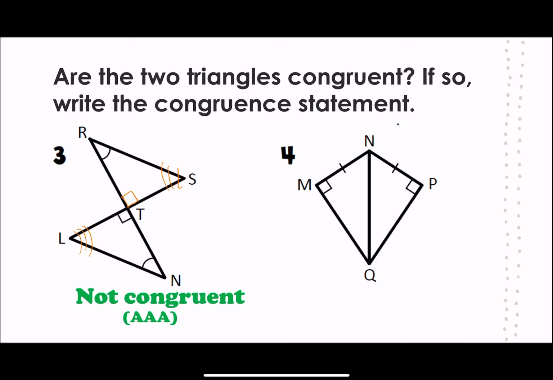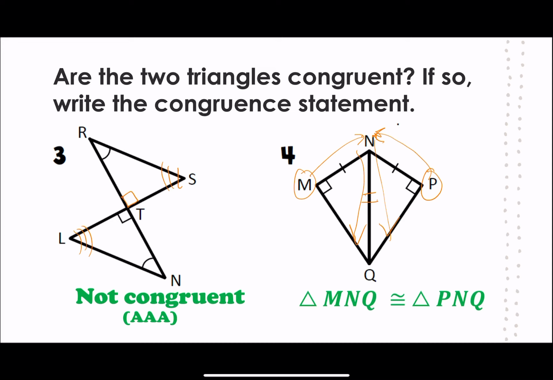All right, let's do this next one. Ooh, okay, so this is something different. Notice right here, your hypotenuses, they're the same line. It's that reflexive property right there. And I'm going from my right angle down, right angle, corresponding, down. Corresponding legs are also congruent. Therefore, triangle MNQ is congruent to triangle PNQ. Again, you can go to MQN is congruent to PQN as long as you have corresponding sides.